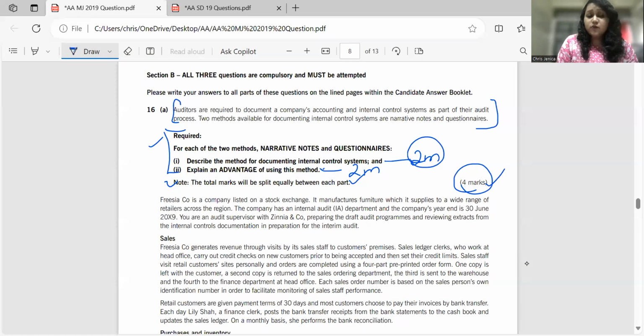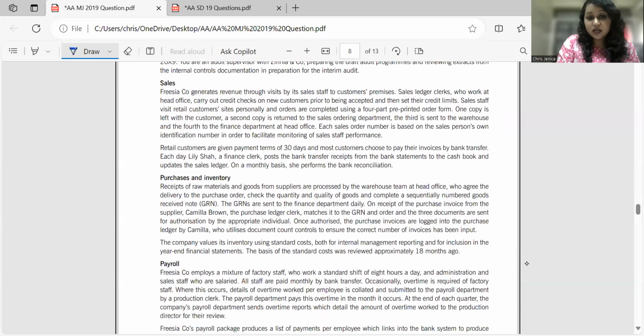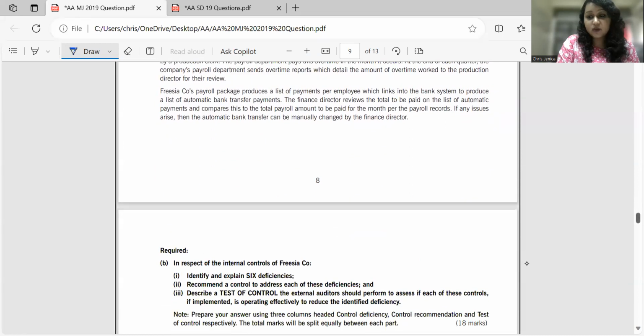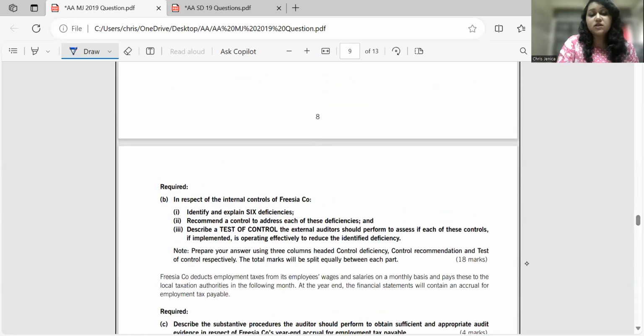Now, going with a big scenario here, you have a bigger scenario given here and then you have the requirements. My suggestion is read the requirement first and then go for the case. So what is your requirement here? In respect of the internal controls of Frisia company, identify and explain 6 deficiencies. So basically the information in the scenario is going to be related to Frisia company and they're asking for the deficiencies. They're asking you 6 deficiencies.